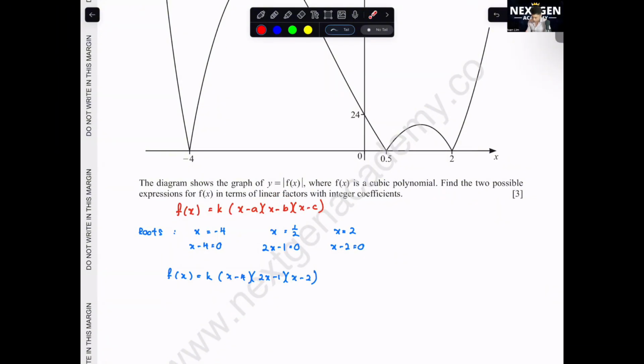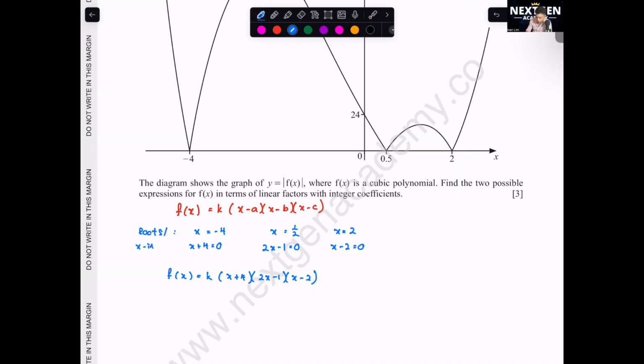Wait a minute. Did I write something wrong here? Okay, it should be x plus 4, not x minus 4. Okay, x plus 4, yeah. All right, now how do we find the k value? We got this one, the roots, or your x-intercept.